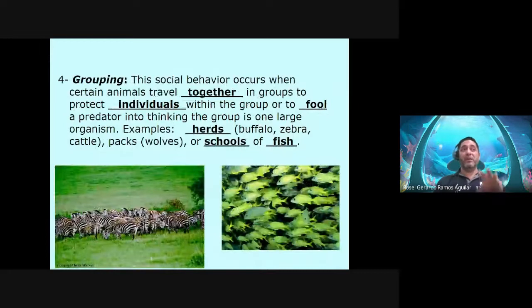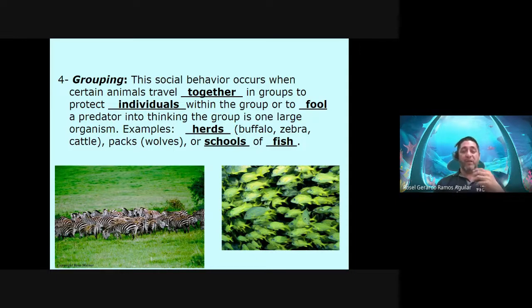Then we have grouping. In grouping, okay, the social behavior occurs when certain animals travel together in groups to protect individuals within the group or fool a predator into thinking the group is one large organism. For example, herds of buffalo, zebra, cattle, wolves, or schools of fish. So the predator believes that it's just one organism when they are together.